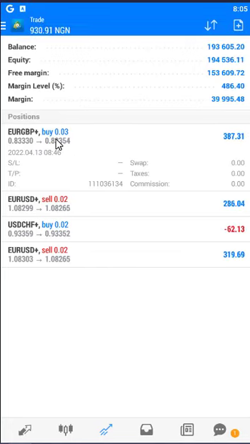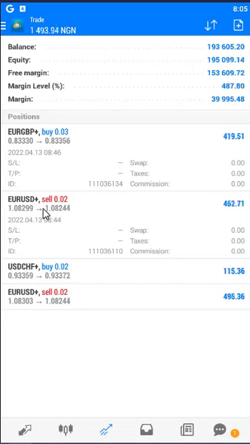Remember, for a buy, you make profit when the price goes up. For a sell, you make profit when the price goes down. I mean, for a buy, you make profit when the market price goes higher than your entry price. For a sell, you make profit when the market price goes lower than your entry price.